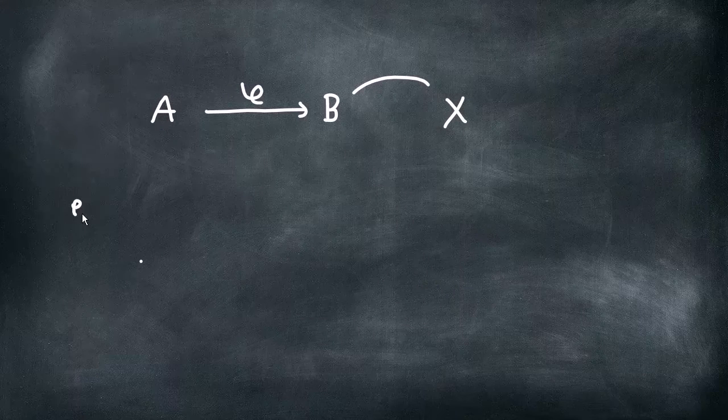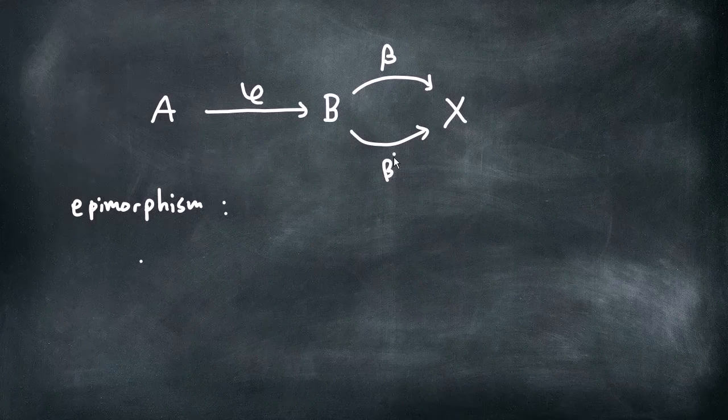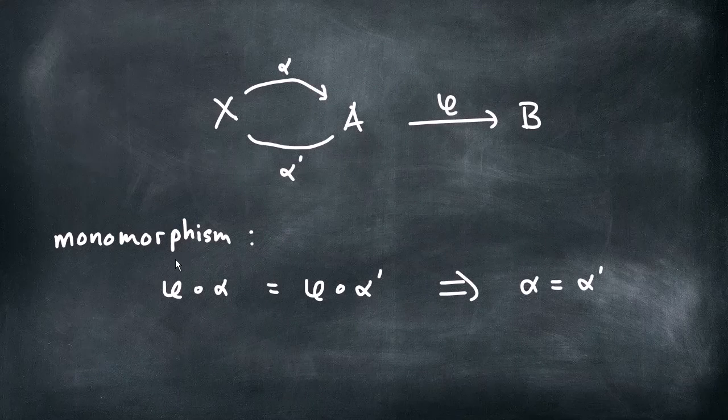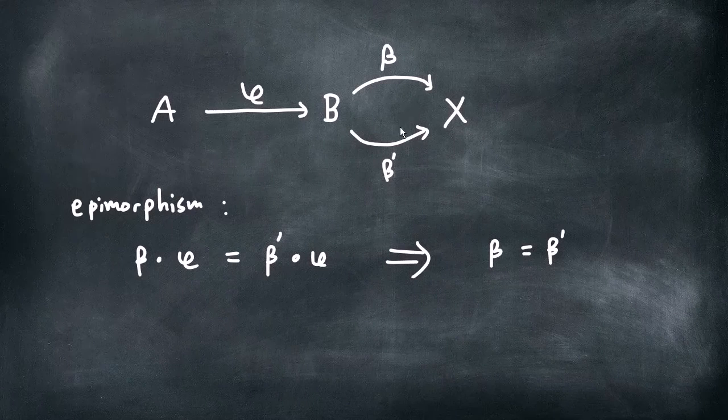Phi is called an epimorphism if the composition of beta dot phi, if beta dot phi is the same as beta prime dot phi, then beta is equal to beta prime. So you may think of a monomorphism as things that can be cancelled on the left, and an epimorphism, the morphism that can be cancelled on the right.